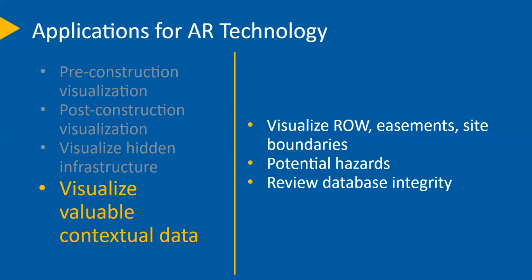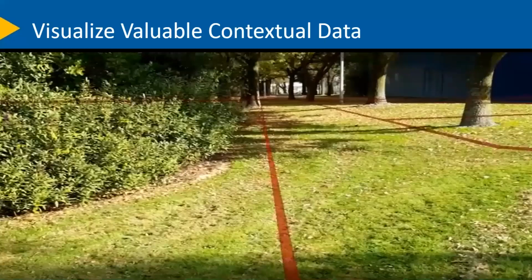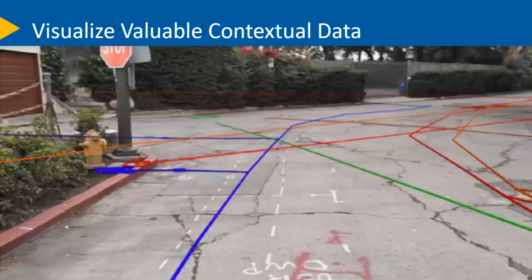Things like property boundaries can be overlaid onto a site in a way that you don't have to imagine where one pin is and the other and the line between them. You can actually visualize that over the top of a project site. And visualizing database integrity is another thing here.